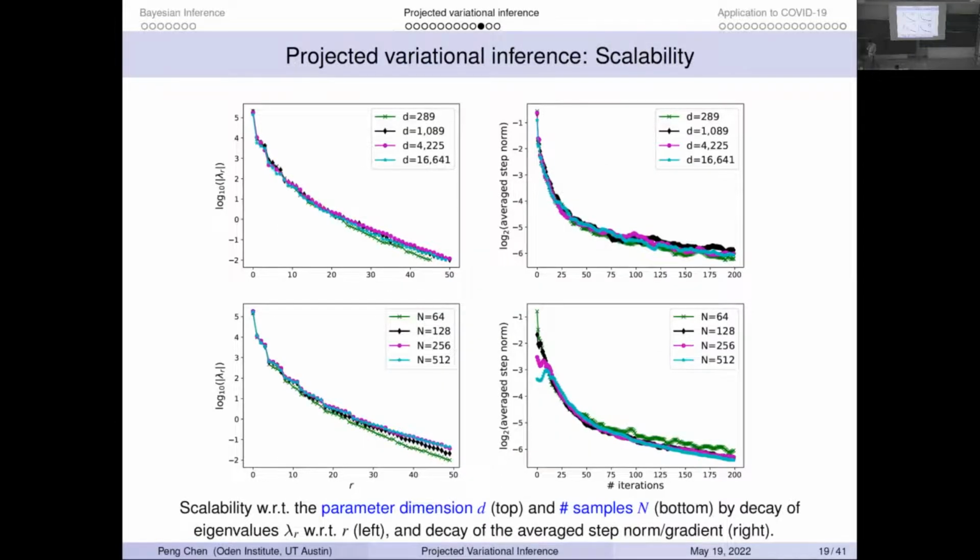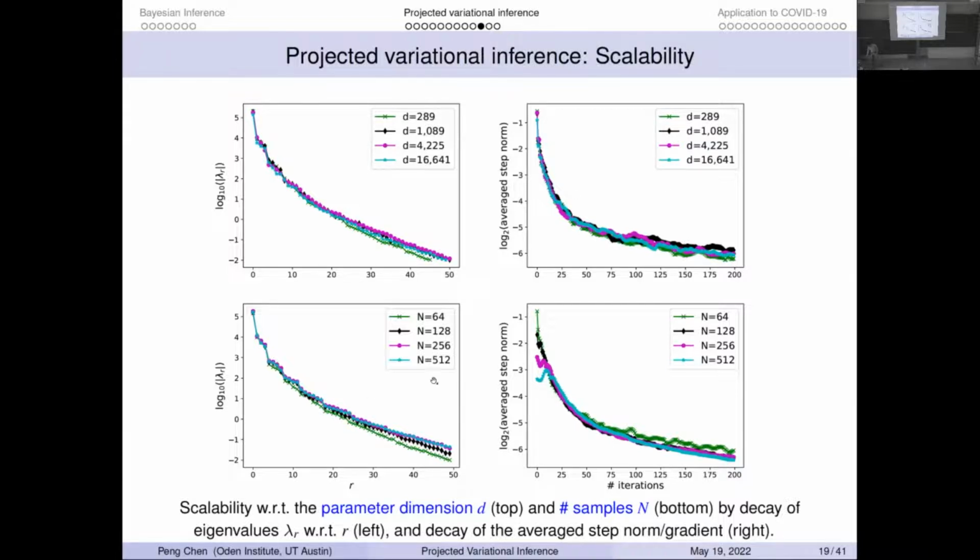This is the scalability demonstration. On the top left, it is the decay of the eigenvalues for different parameter dimensions coming from different discretizations, from about 300 to 16,000. You see similar behavior of the decay of the eigenvalues. That essentially means the intrinsic dimension doesn't change much as you refine your discretization. On the right, it is a plot showing the average step norm. Every time you move your samples step by step to the posterior, how much you move doesn't change much with respect to the parameter dimension. So essentially, this algorithm is scalable with respect to the parameter dimension.